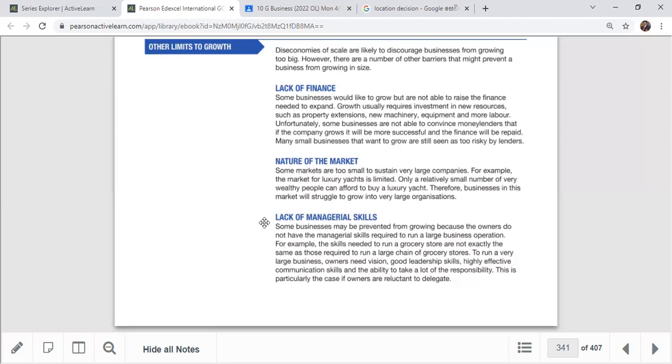This is another thing. It's not like a skill. Sometimes it's an objective. You don't want to grow. He's happy with what he has. A small businessman. It's a lifestyle business sometimes, right? So the skill needed to run a grocery store is not exactly the same skill that you require to run a chain of large grocery stores. There are different categories: small business and large business.